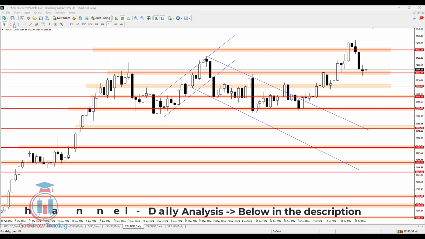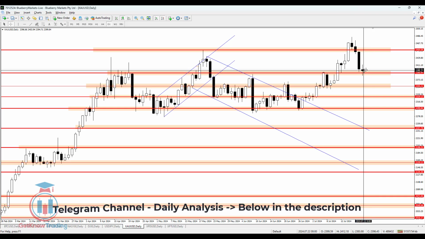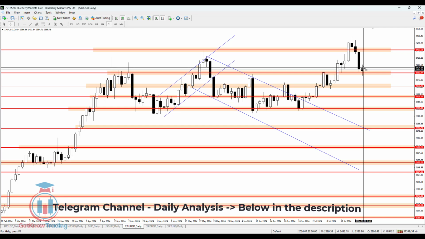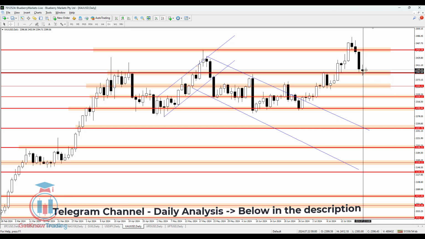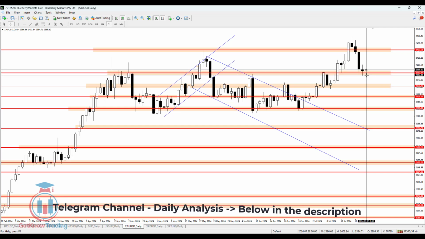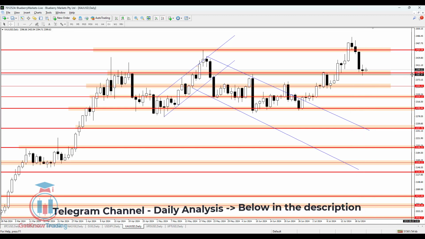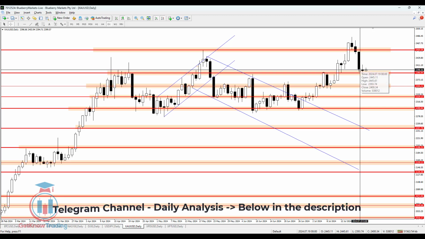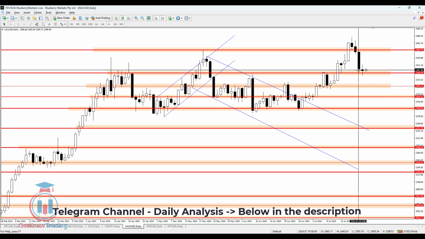Against the US dollar, yesterday the price has not moved too much, because we can see that it formed this small bearish candle body with a wick on the upper side with the same size as the wick on the lower side. It is right here at the demand zone around support 2390.94.